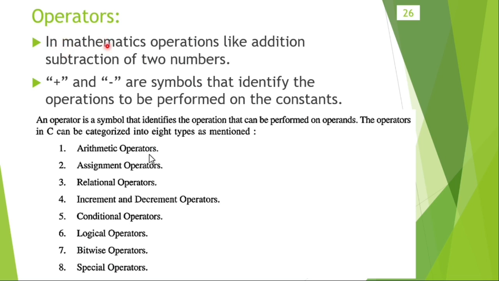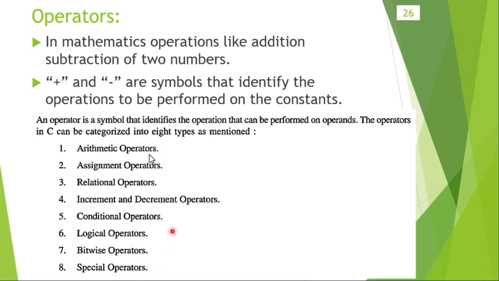Operators: in mathematics, operations like addition, subtraction of two numbers, those are the operators. For that we use the plus and minus signs, symbols that identify the operations to be performed on the constants. Okay, it's just like, suppose you have minus 12 into 10, like that. So for that C provides some operators. There are 8 operators.